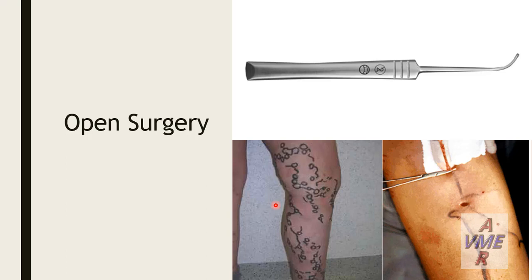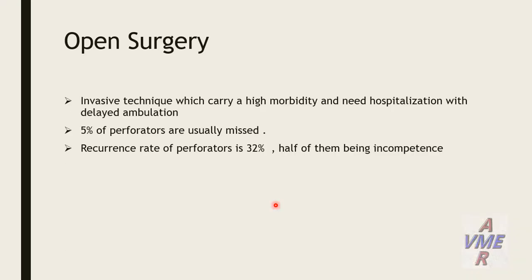Open surgery is the first line of treatment of the perforators. It is an invasive technique which carries high morbidity and needs hospitalization or delayed ambulation. 5% of the perforators are usually missed. The recurrence rate of the perforators is 32%, half of them being incompetent. So open surgery is an invasive technique that carries high morbidity with the risk of missing perforators.